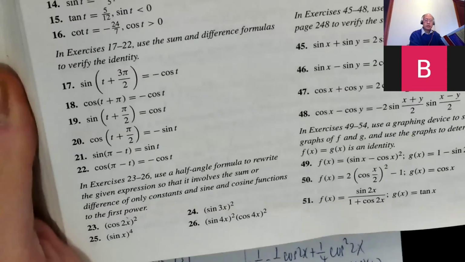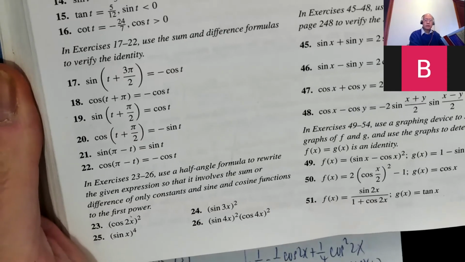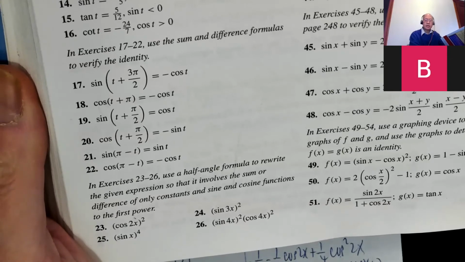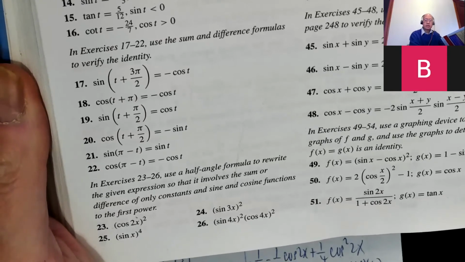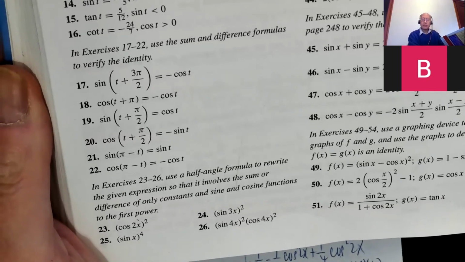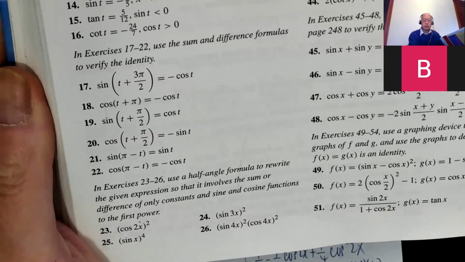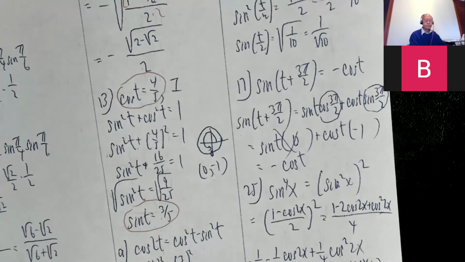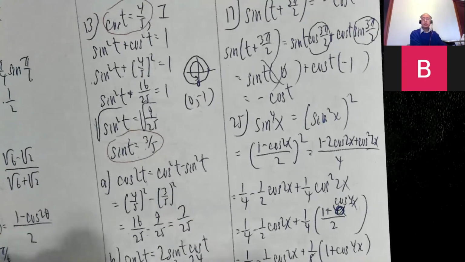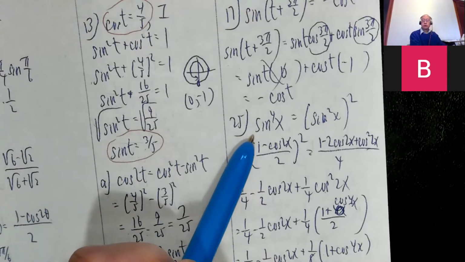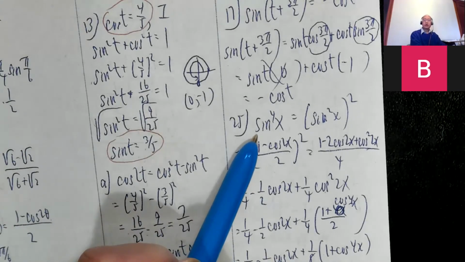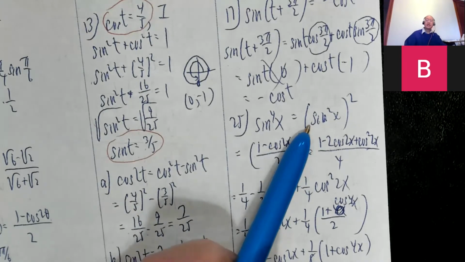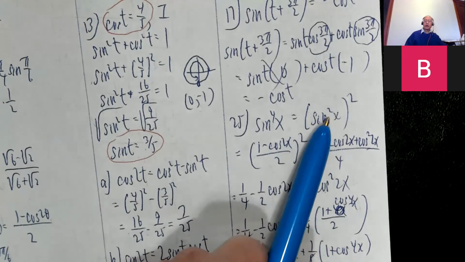Now, how do you do something like 23, 25? Use a half angle formula to rewrite the given expression so that it involves the sum or difference of only constants and sine and cosine function to the first power. That means don't have your answer with a square or fourth power or whatever. How do you do that? So this is what you do. So 25, sine to the fourth x. That's sine squared, squared.